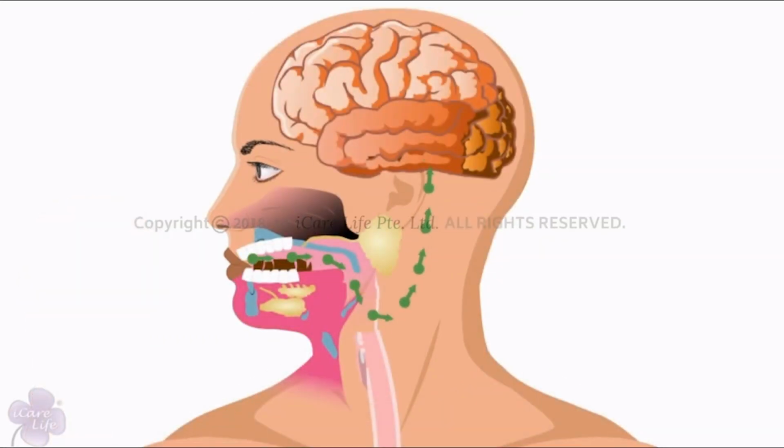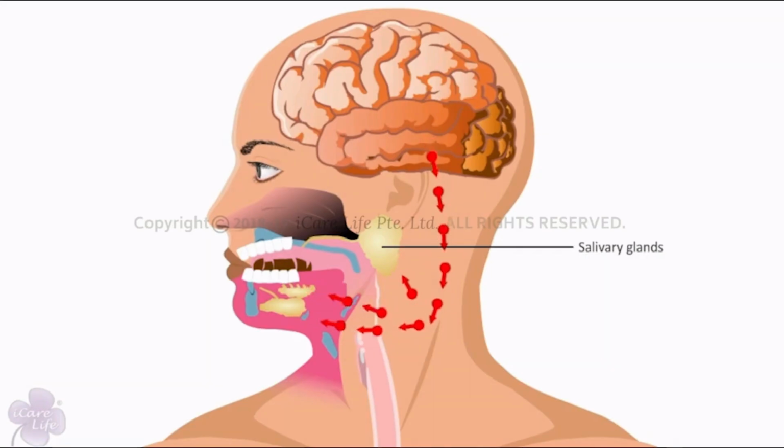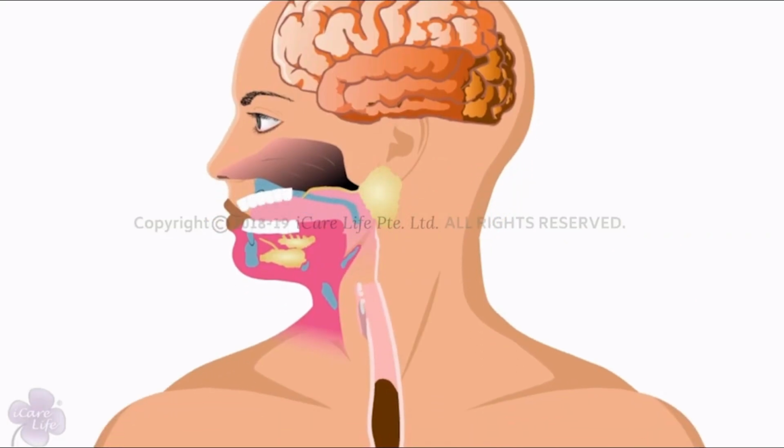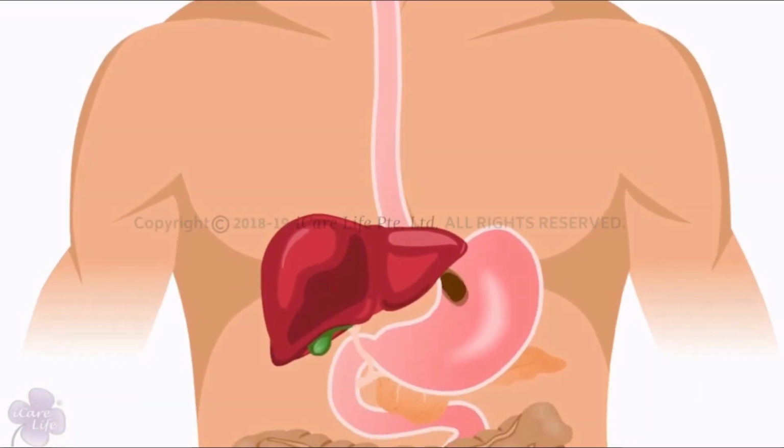When we sense food in our mouth or think about food, the brain sends signals to salivary glands. Upon receiving the signal, the salivary glands start producing saliva. An enzyme in saliva called salivary amylase breaks down starch in the food. The saliva also makes the food softer and acts as a lubricant in the mouth, which makes swallowing easy.